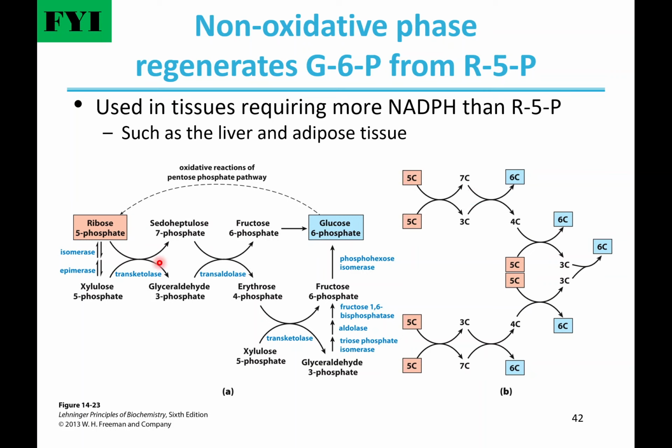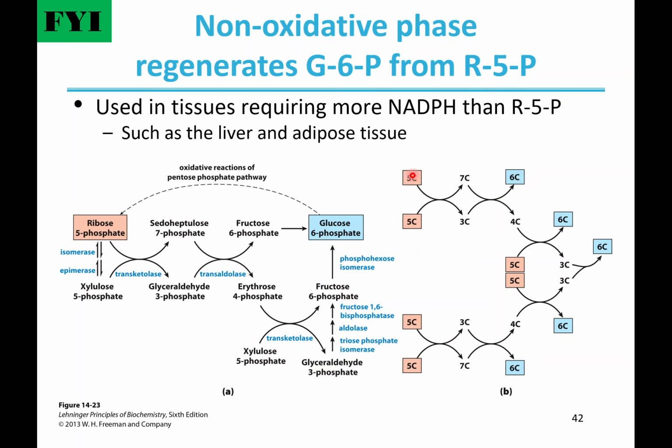So it's actually kind of a cool process here. If you look at these reactions, you're producing ribose 5-phosphate, which is a 5-carbon sugar, but in tissues that need more NADPH than ribose 5-phosphate, an example here is liver and also fat tissue, what happens is that the ribose 5-phosphate isn't very useful, so there's a way to recycle it back to glucose 6-phosphate, and that's done.